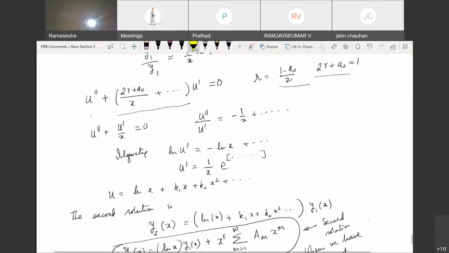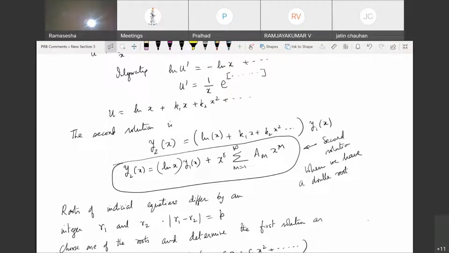u prime will be 1 by x times some exponential of something, or integrating again, u is equal to ln x plus k1 x plus k2 x squared, and so forth. And the second solution is going to be y2(x) equal to ln x plus a power series in x, times y1(x). So this is generally written in this fashion. Okay, this is how you can get the second solution.